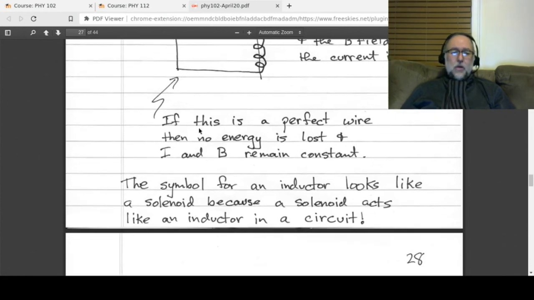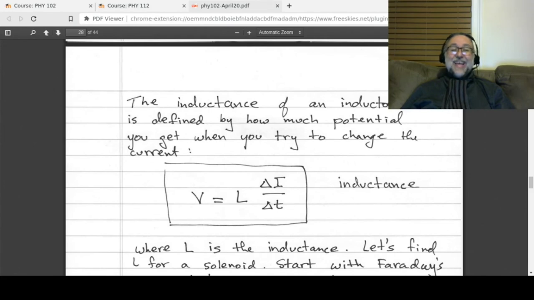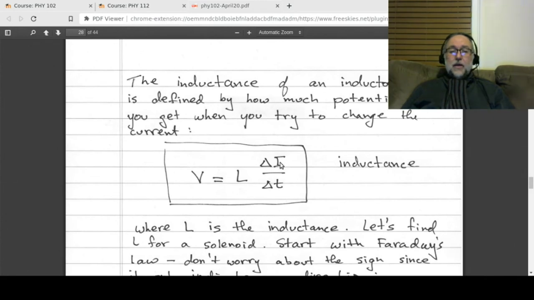Let's take a look at how we define the inductance of an inductor. There is a current traveling, and if the current tries to change, it actually creates a voltage inside the wire. The degree to which the changing current creates a voltage, a potential, is called the inductance. That's actually given a measure. Why you want to define it this way, you'll see in just a second, but let's see if we can understand the physics here.